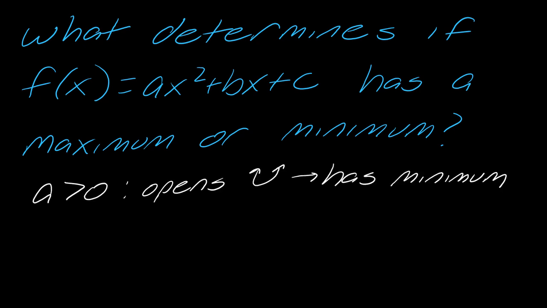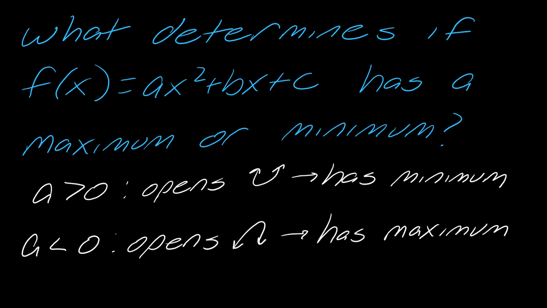If a is greater than 0, the parabola opens upwards, and if it opens upwards, then it's going to have a minimum, like down here if I want to mark it. For the other direction, if a is less than 0, then it's going to open down, and if it's down, then it's going to have a maximum.